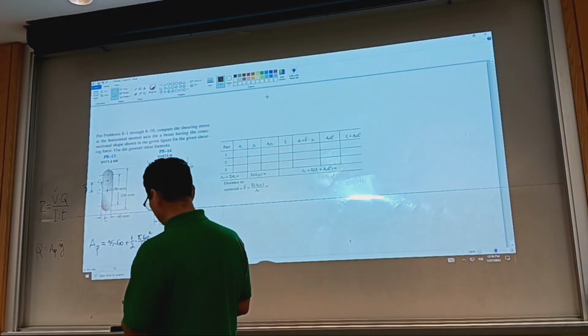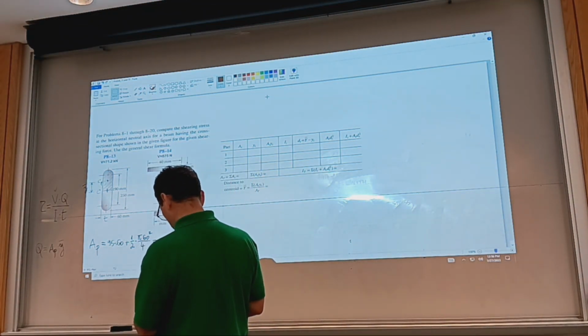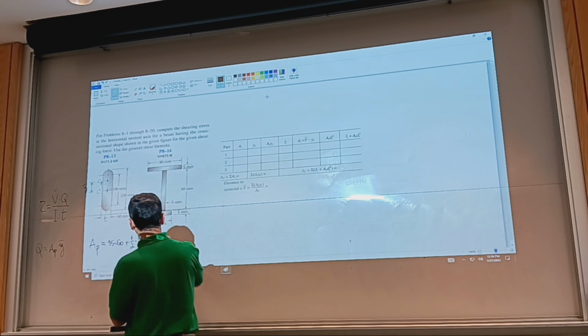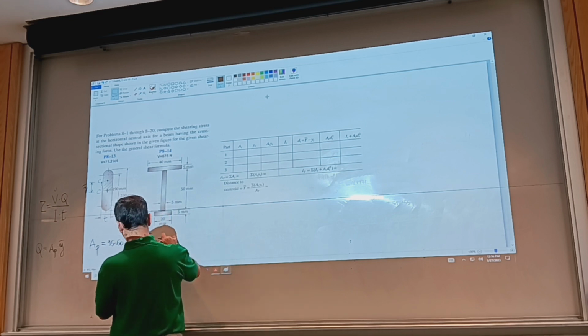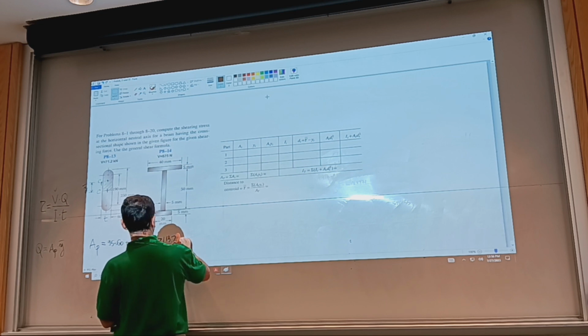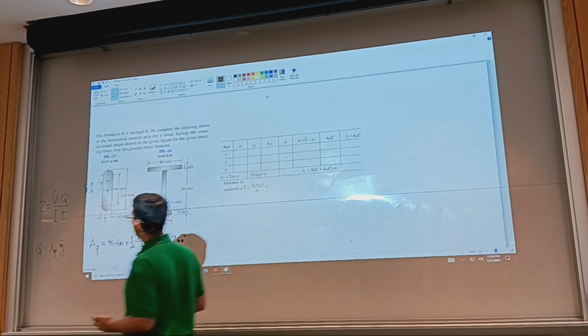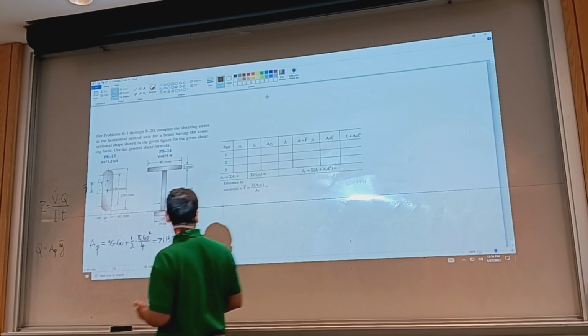So 95, I said, that's 190 over 2, times 60, plus 0.5 times pi times 60 squared over 4 equals 7,113.7, and these are millimeters squared. Okay? So this is what I have so far.